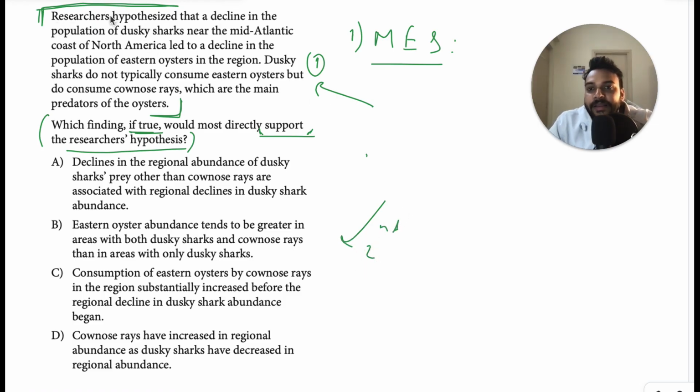Let's look. Researchers hypothesized that a decline in the population of dusky sharks near the mid-Atlantic coast of North America led to a decline in the population of eastern oysters in the region.